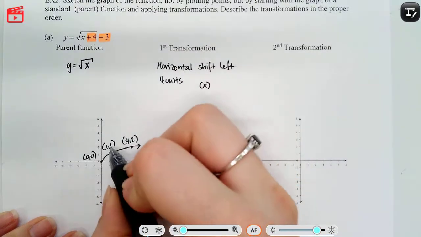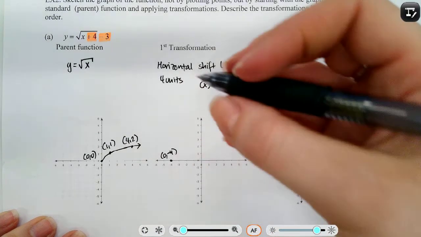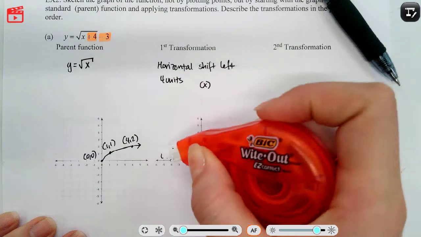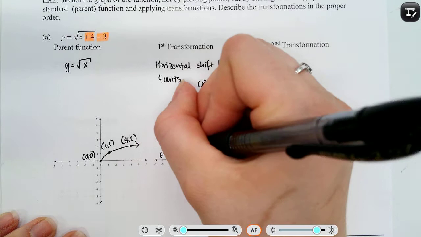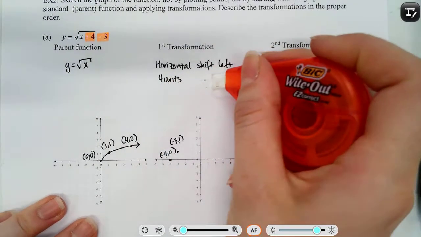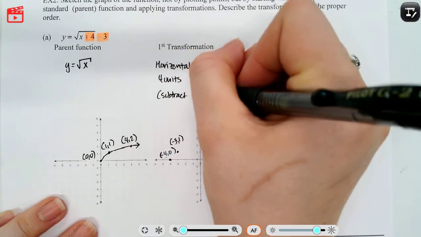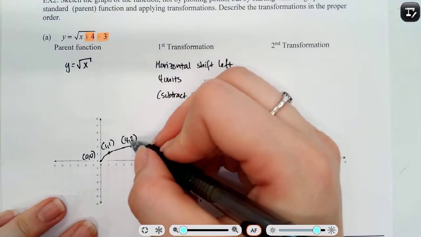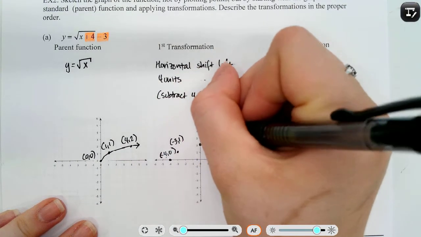0, negative 4. 1 minus 4 is going to be negative 3. So we'll go with, ooh, I did that wrong. Should be negative 4, 0. So that's going to be negative 3, 1. So let me write this out actually. And then subtracting 4 from that, that's going to be 0, 2. 0, 2.